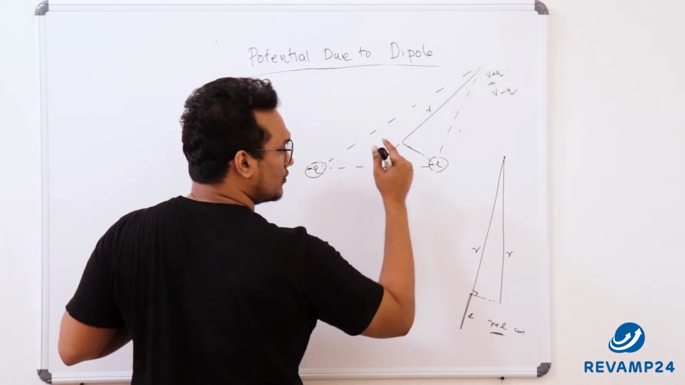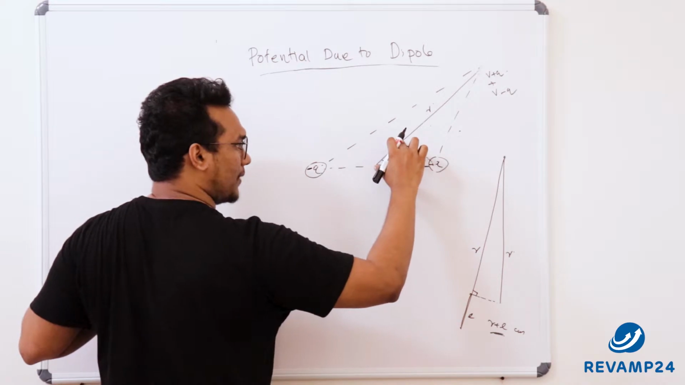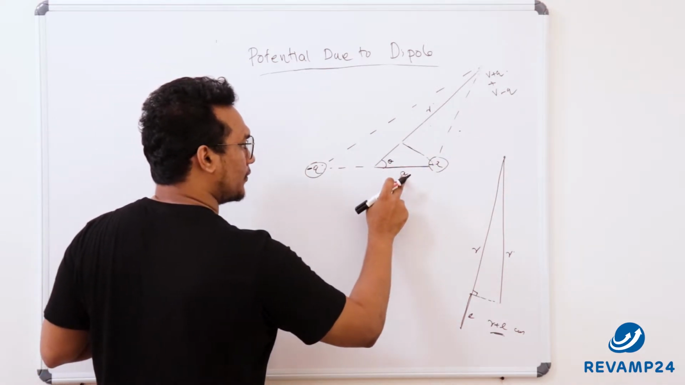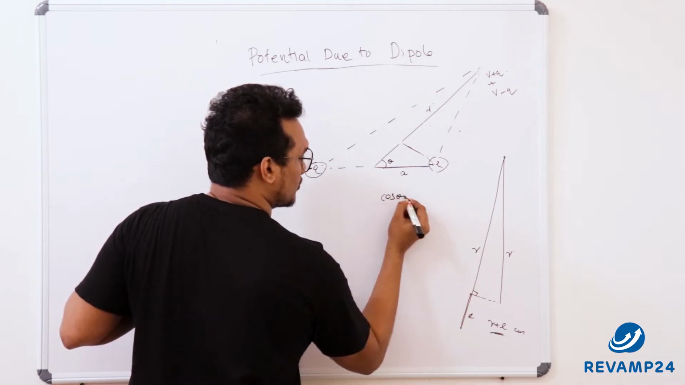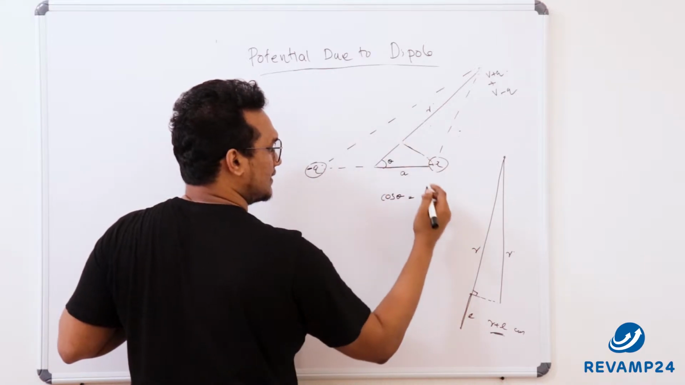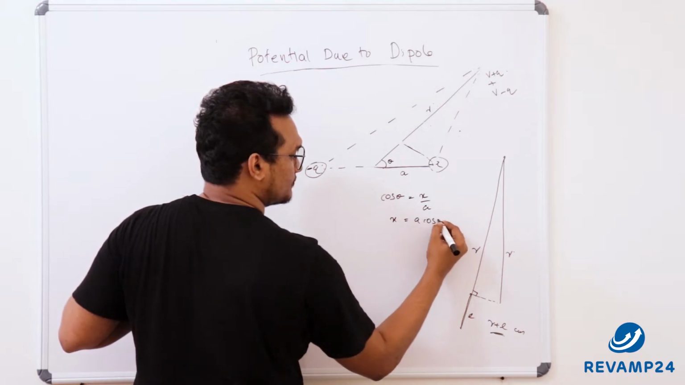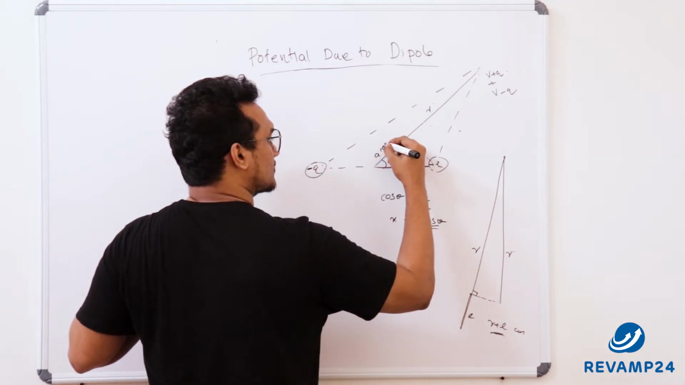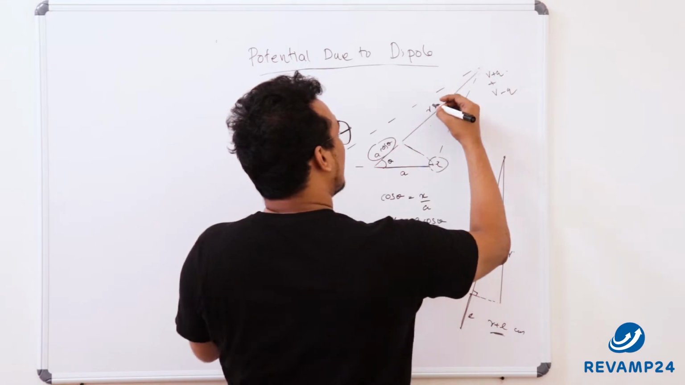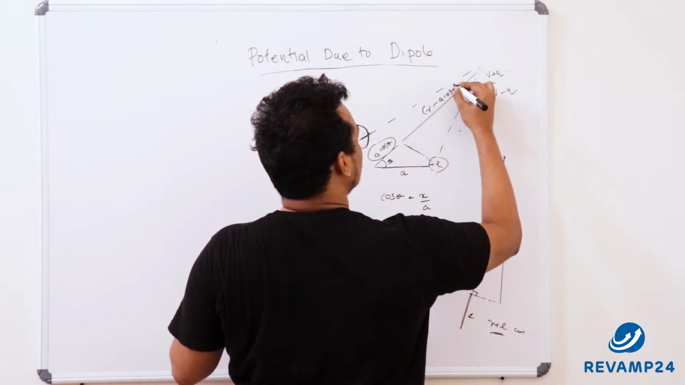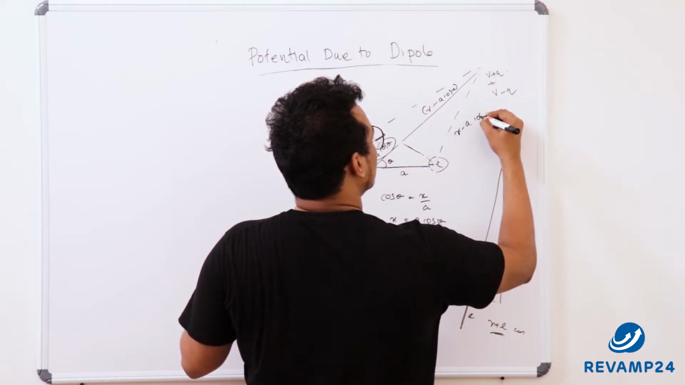How can we find this value? We know a. Now, this is the hypotenuse, this is the base and this is the height. Since this is the hypotenuse, we can easily find this value using which trigonometric property? Cos theta. So cos theta is adjacent, let's say x, divided by hypotenuse a. So x is equal to a cos theta. That is this distance. So what will be this distance? r minus a cos theta. Now, if this is r minus a cos theta, this will also be r minus a cos theta.